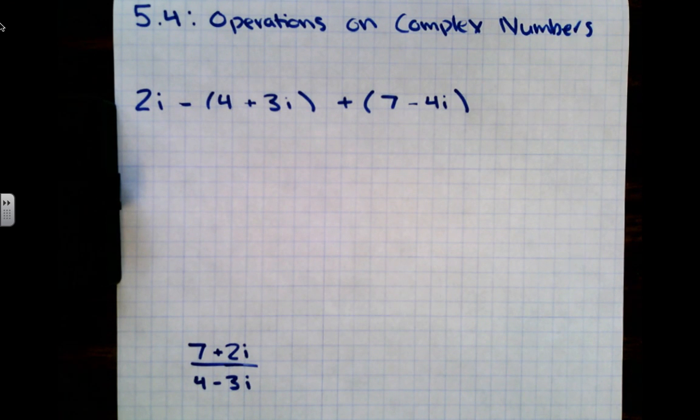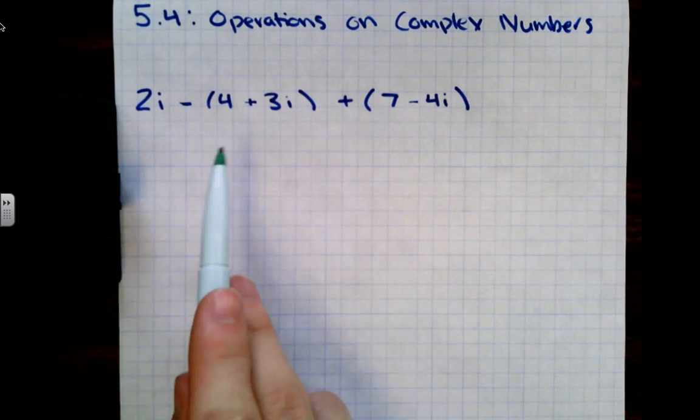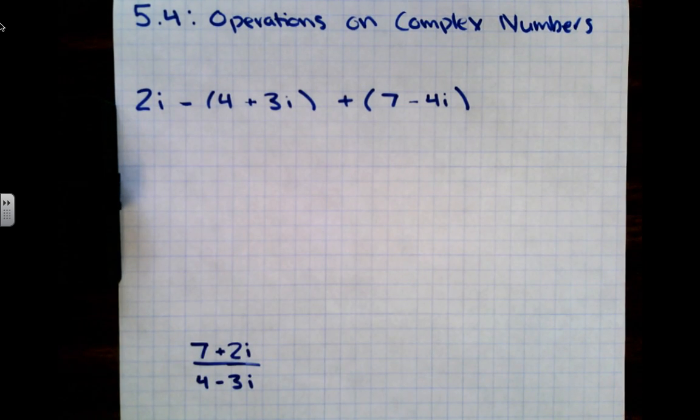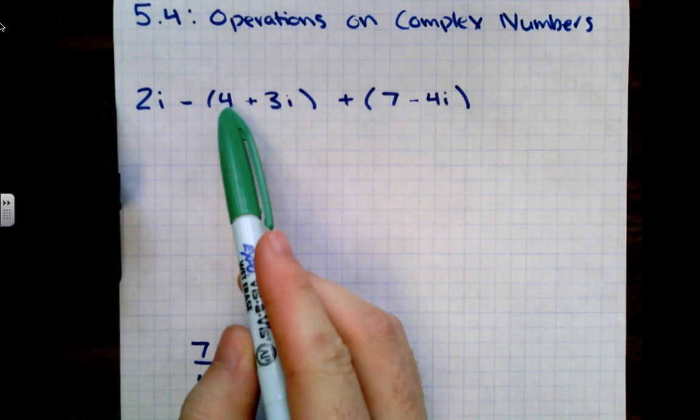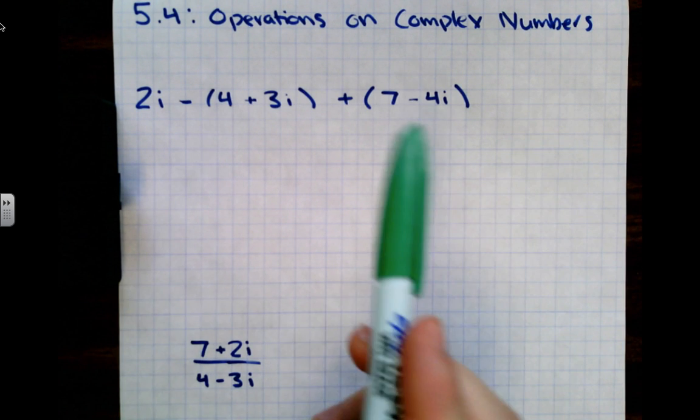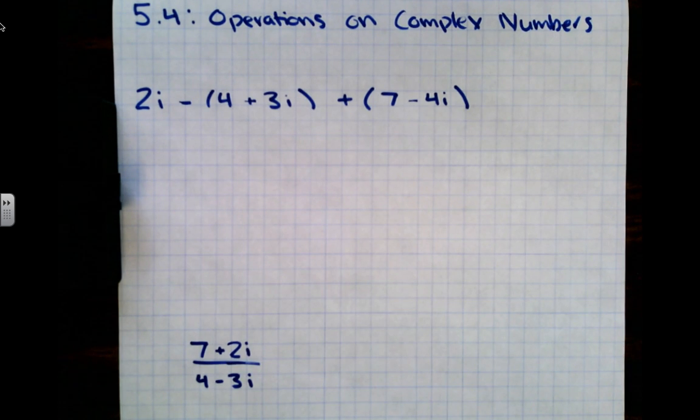What we're going to take a look at here is performing various operations on complex numbers. And really the main thing to look at, especially with addition and subtraction, you don't want to overcomplicate this. All we're really going through and doing is combining the like terms, with real numbers being one set of terms and then the imaginary numbers being the other set of terms.